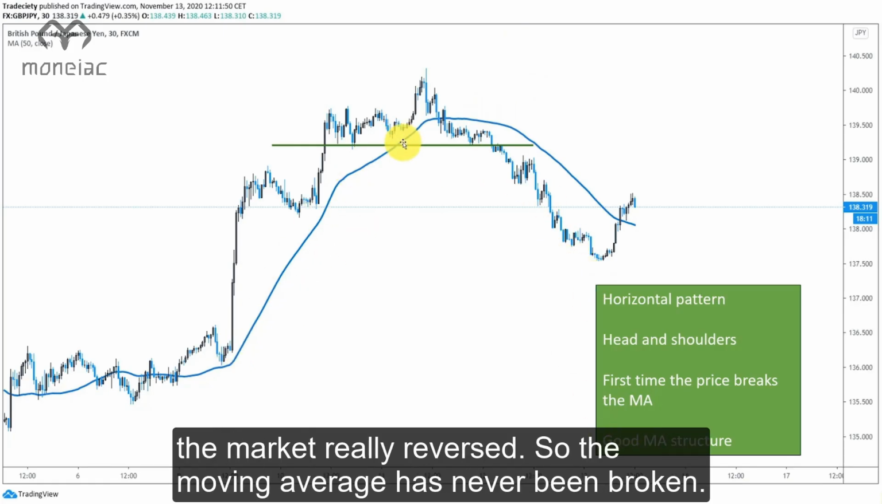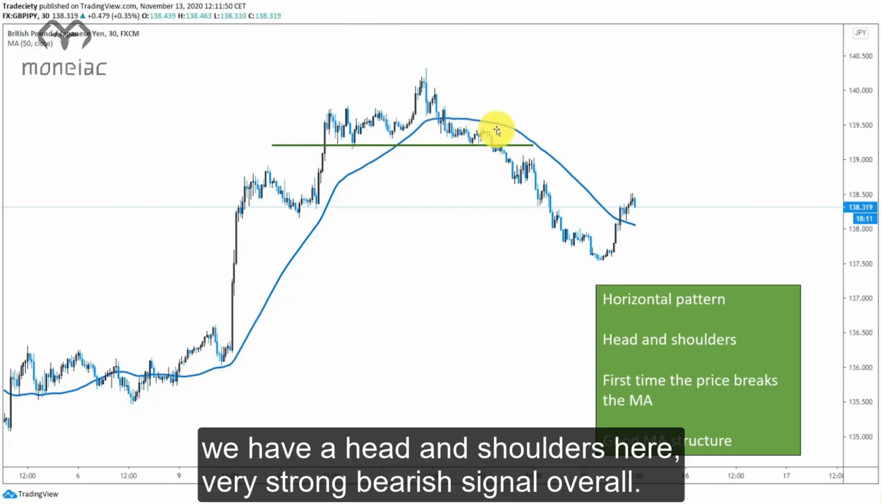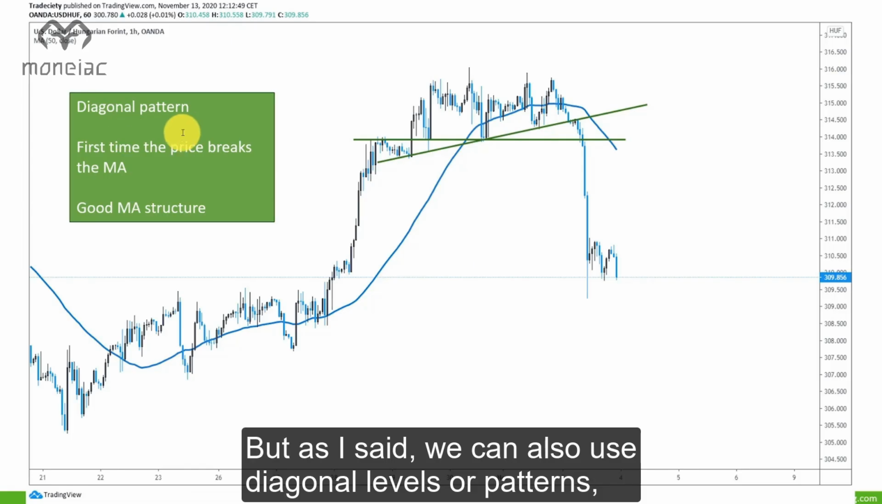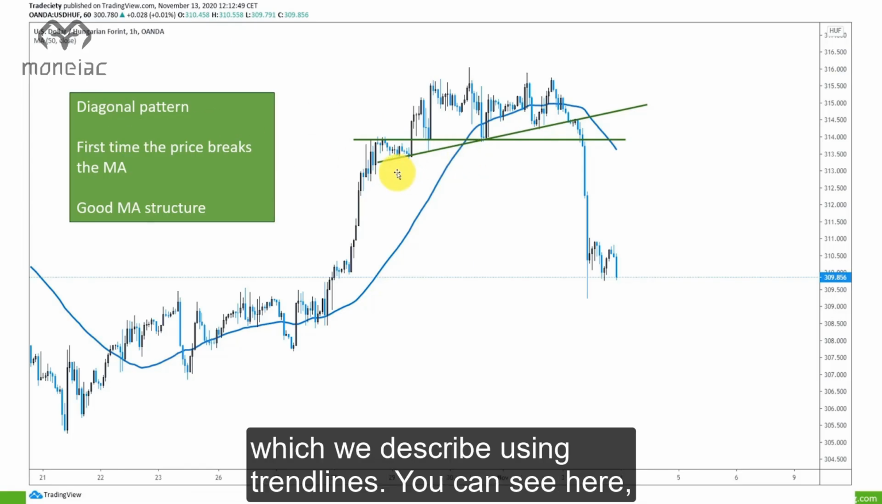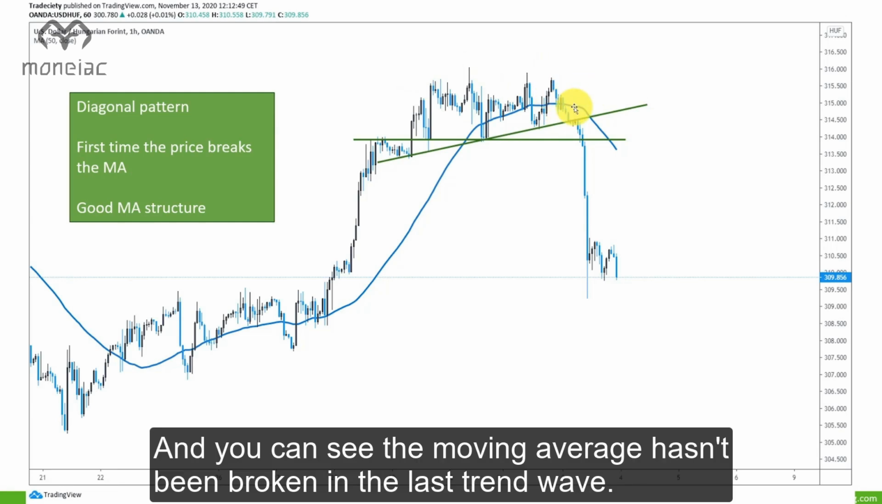So the moving average has never been broken. The moving average break happens roughly just a few hours later. We have a head and shoulders here, very strong bearish signal overall. But as I said, we can also use diagonal levels or patterns, which we describe using trend lines. You can see here, I use the trend line describing this triple top or maybe even quadruple top. And you can see the moving average hasn't been broken in the last trend wave here.